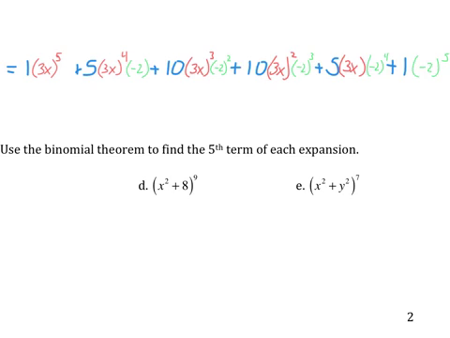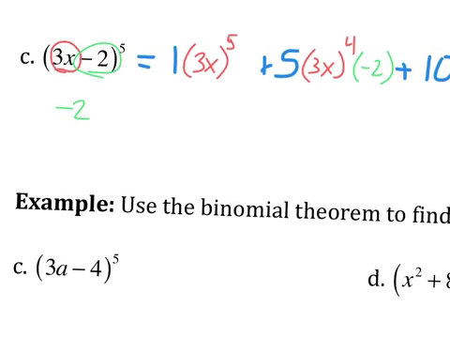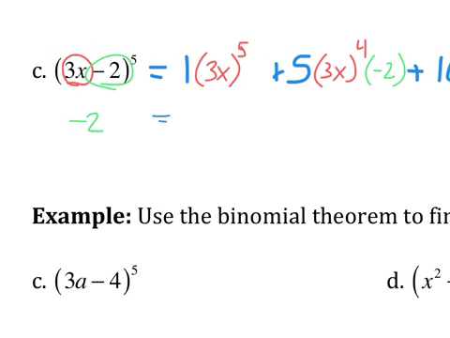Now to simplify each one of these accordingly. So how do we do that? Well, this one I have to take and say 3 to the fifth power. That's 3 times 3 times 3 times 3 times 3, 243 x to the fifth power.